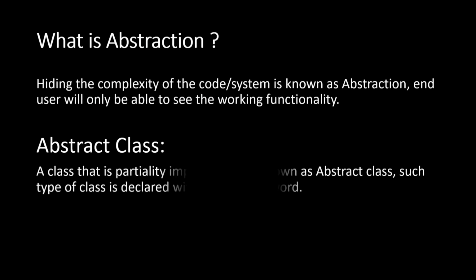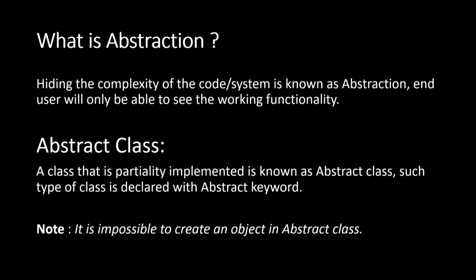Abstract class. A class that is partially implemented is known as an abstract class. Such a class is declared with the abstract keyword. What does partially implemented mean? Partially implemented means not completely implemented. That is, some part of the implementation is still pending.